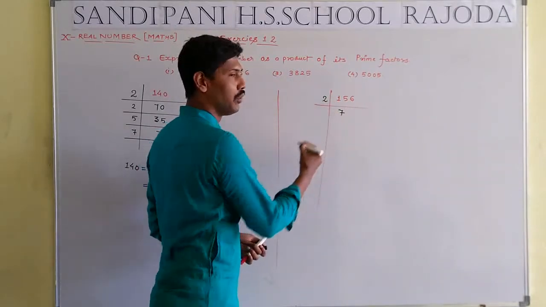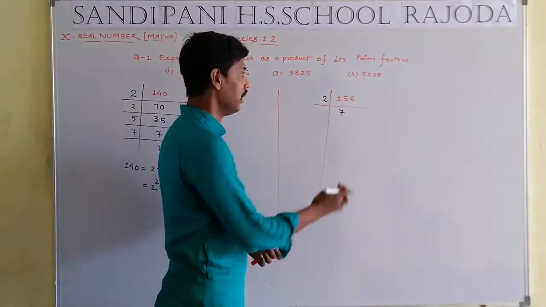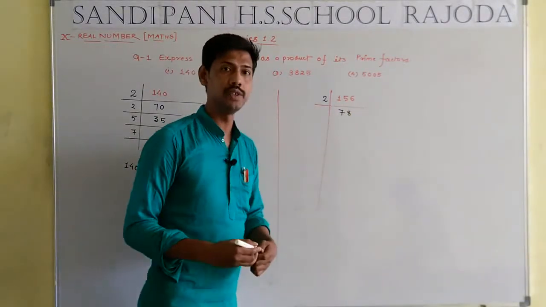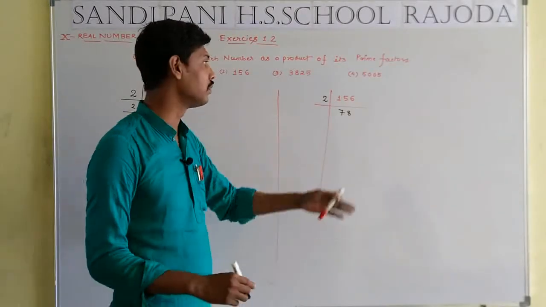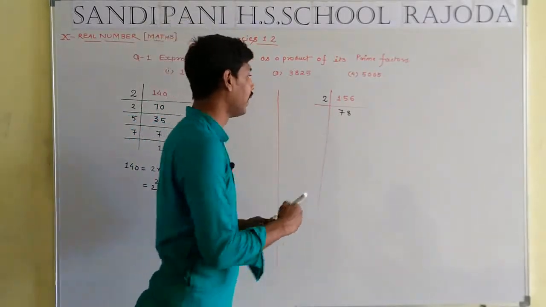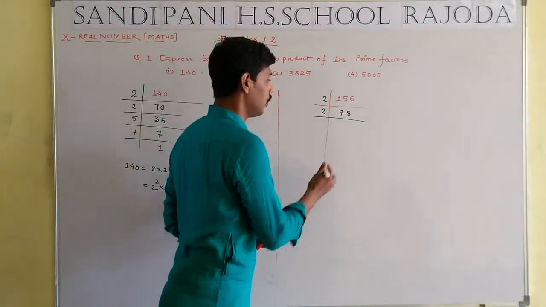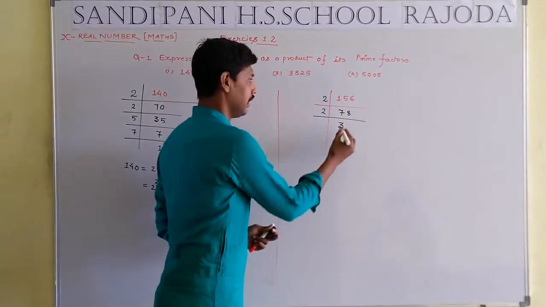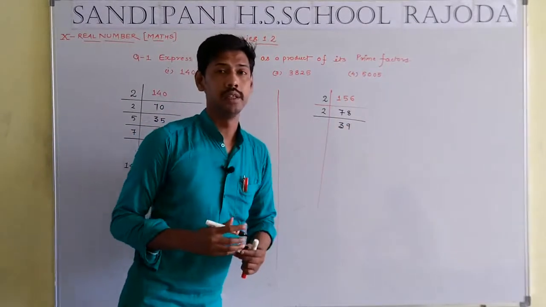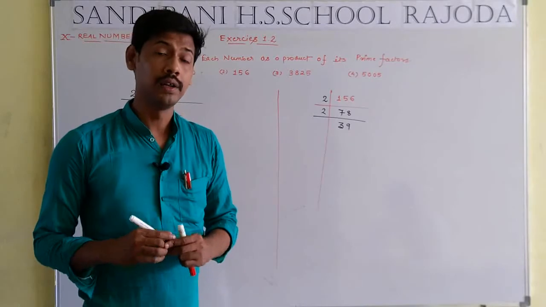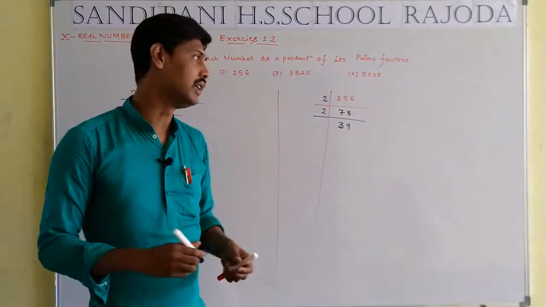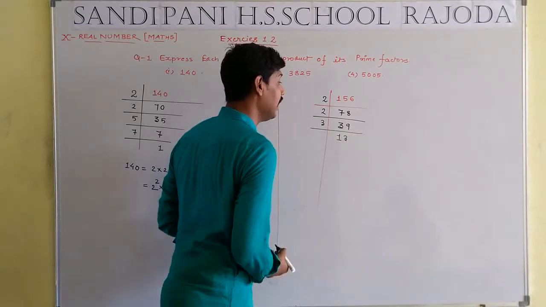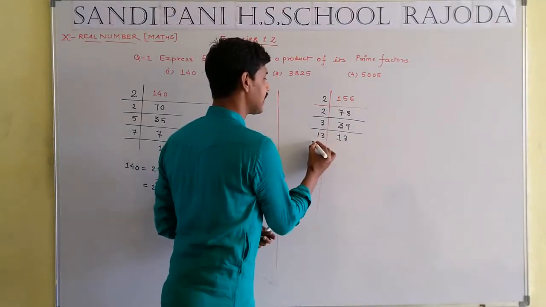2 sevens are 14, how much remainder? 1. 1 making 16, 2 eights are 16. The last digit of 78 is 8, that means divisible by 2. 2 threes are 6. 1 and 8 making 18, 9. 3 and 9 both are divisible by 3. So we take another number, 3 ones are 3 and 3 threes are 9. 13 is a prime number.